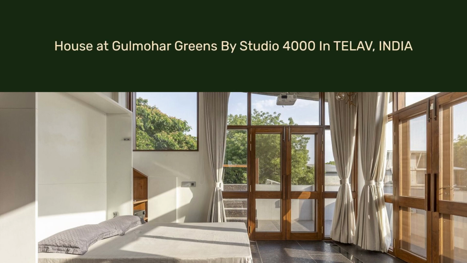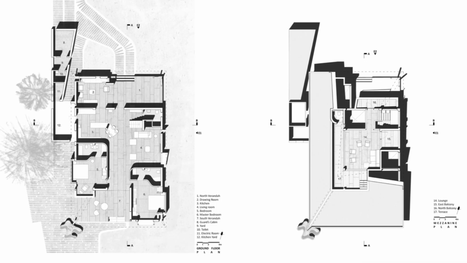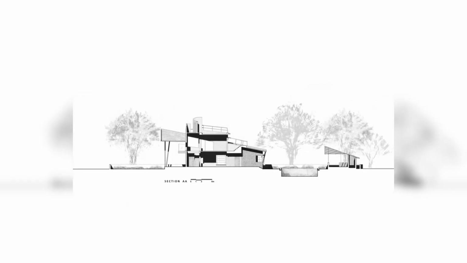House at Gulmohar Greens by Studio 4000 in Telav, India. Located beyond the western periphery of Ahmedabad city, the project sits in an area that geographically marks the beginning of the flat, arid landscape that culminates as the Little Rann of Kutch.